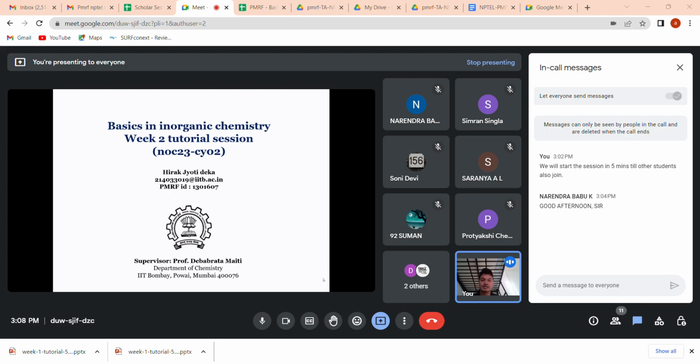So the course is Basics in Inorganic Chemistry. This is the week two tutorial session, or problem solving session, and I'm Hirak. I'm a PhD student at IIT Bombay under Professor Debabrata Maiti. This session will be on the assignments you got for week two in this course. I will solve a few questions related to those assignments and try to figure out together how to solve the problems in a logical way.